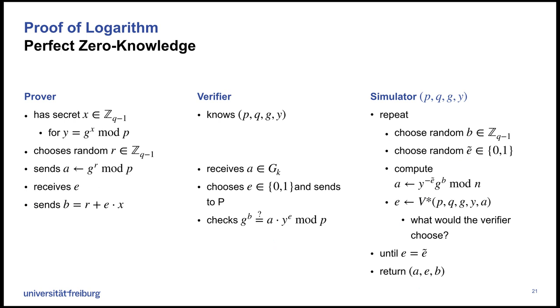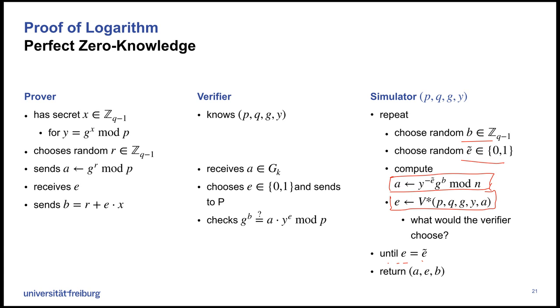So, and this is, if you look for the simulator of a perfect zero knowledge, now just think that this is a hash function. So what we do is we have the simulator, so we choose a random B again, we choose a random E tilde, which is not the choice we have done. Then we compute A, in such a way that it passes the test if it's the correct one. And then we ask the possibly cheating verifier what he would do. And we do this until we get e is equal to e tilde.